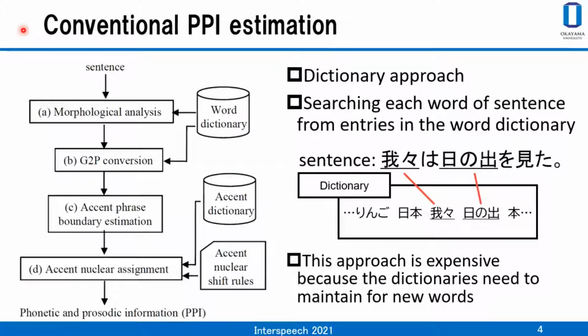Next, I am going to explain the conventional PPI estimation. The left figure shows an outline of PPI estimation in conventional TTS systems. The conventional PPI estimation is a rule-based system and uses dictionaries. This system searches each word of the sentence from entries in the word dictionary. And this approach is expensive because the dictionaries need to be maintained for new words.